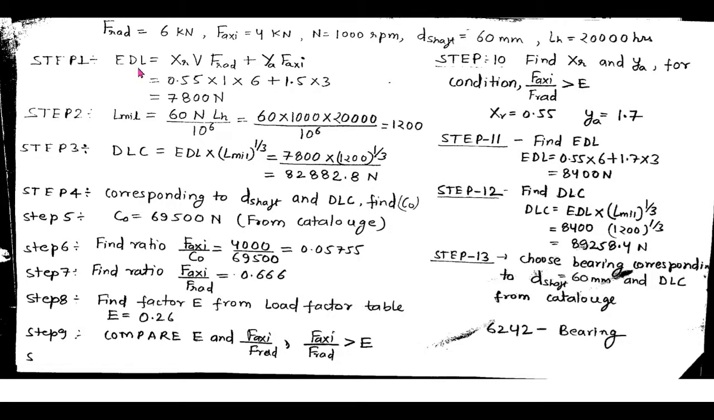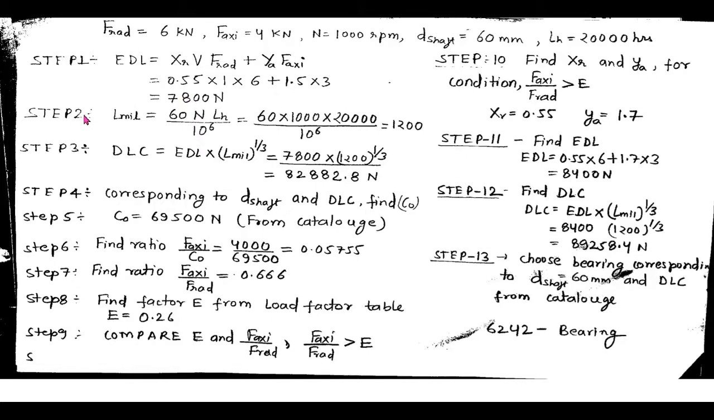The equivalent dynamic load is given as X R V F radial plus Y A F axial, where X R is the radial load factor, Y A is the axial load factor, V is the race rotation factor, and F radial and F axial can be taken from this. The radial load factor is first assumed on the basis of the trial and error approach. I have explained in the previous lecture how to select in the trial and error approach. It is taken as 0.55 and the axial load factor is taken as 1.5. For this you have to see my previous lecture on how I have taken this. The race rotation factor is taken as 1 because we have assumed that the inner race is rotating and the outer race is stationary. So we will calculate the equivalent dynamic load in step number 1.